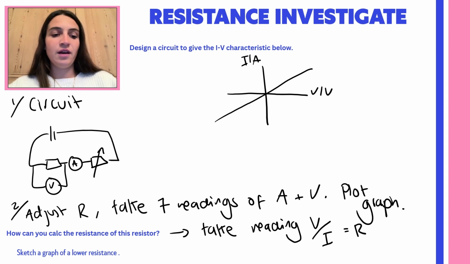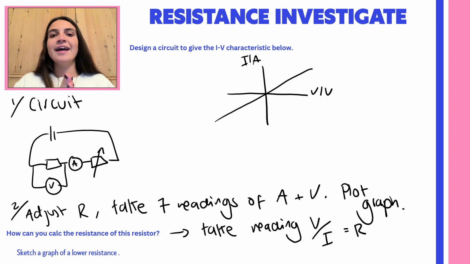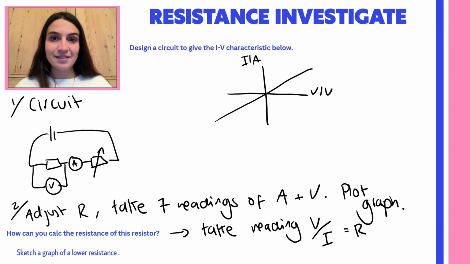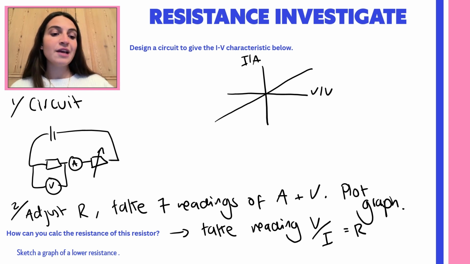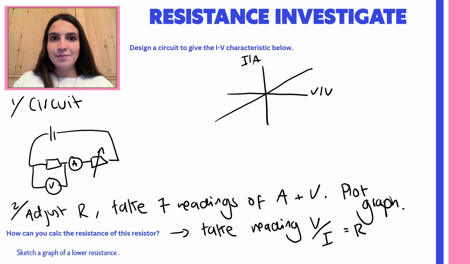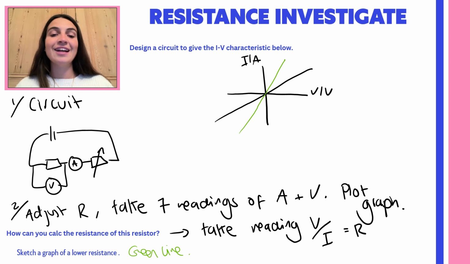Sketch a graph of a lower resistance. So we should know for these IV curves that the steepness of the line is kind of like 1 over your resistance, in the sense that the steeper your line gets, the smaller your resistance is getting. So if I want a graph of a resistor with a lower resistance, it needs to be a straight line with a constant gradient because it's got a fixed resistance. But I want that resistance to be smaller, which means I need a steeper line on my graph.